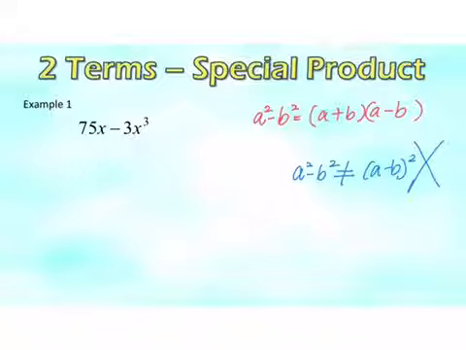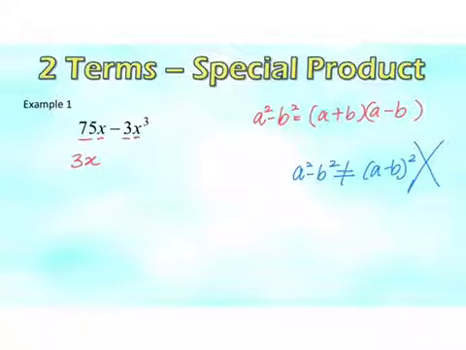Okay, so now let's take a look at our question down here. We have 75x minus 3x cubed. Wow, can 75 be square rooted? Can 3 be square rooted? And then x, the other one is x cubed. Both all cannot be square rooted. Then what can we do? Yes, we can first always check our common factors. So 75 and 3, we have a common factor 3. x and x cubed, we have another common factor x.